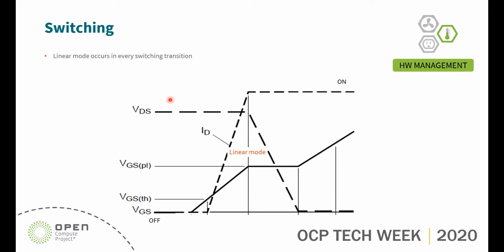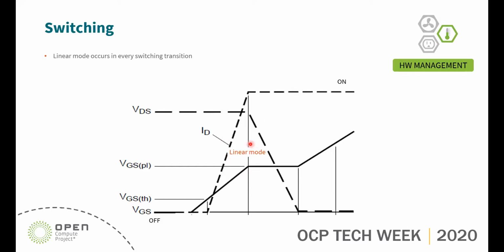The full VDS stands for drain and source. So the voltage across the MOSFET is at its highest. And as the gate source voltage is applied to the MOSFET, the MOSFET starts turning on. And as such, the current through the MOSFET will start flowing, and the drain source voltage will drop. In this transition here, the MOSFET is in its linear mode.